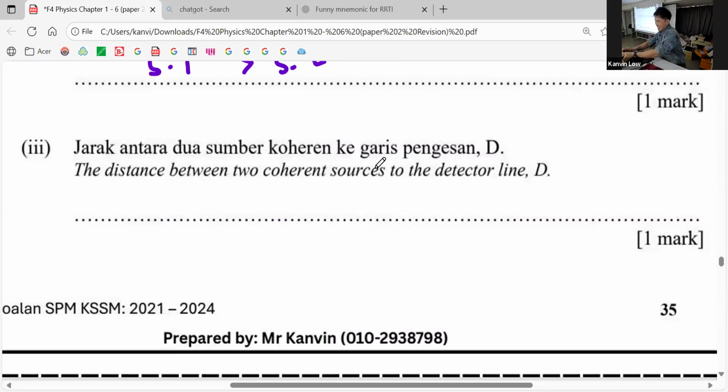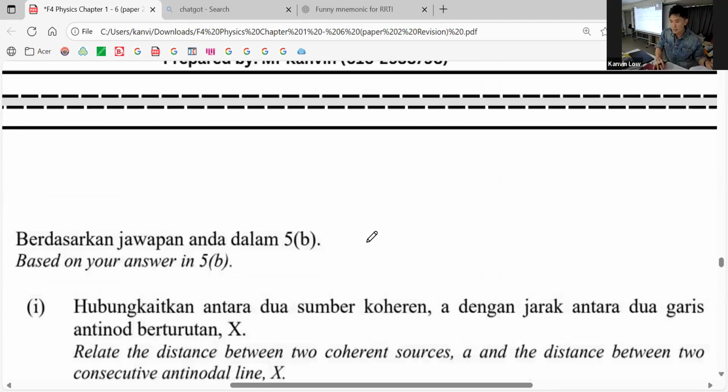Okay, so 5.1 is also equal to 5.2. They are equal. Guys, write in sentence, yeah?